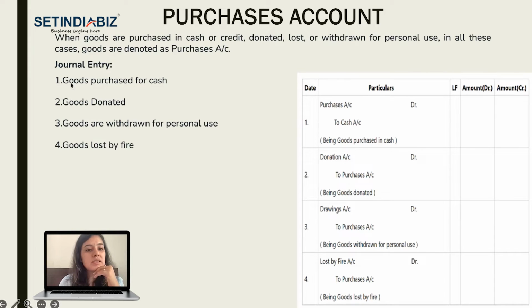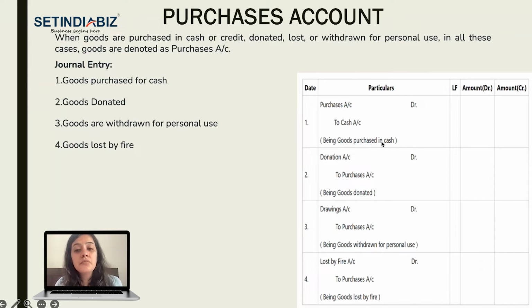First journal entry says goods purchased for cash. Now whenever I'm purchasing goods for cash, cash is being reduced, so it will be credited. Asset being reduced is credited. And I am having purchases, my expenses are increasing. Purchases are my direct expenses of the company, so they are increasing, so I will debit it. Purchases account debited to cash account, with a brief being goods purchased in cash.